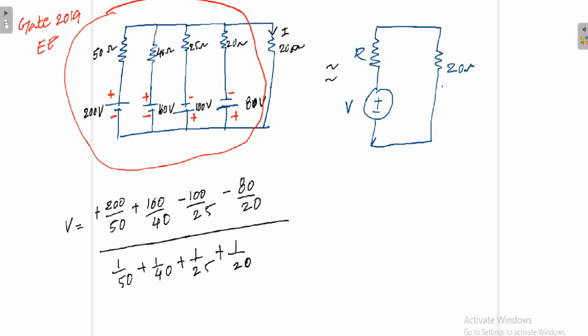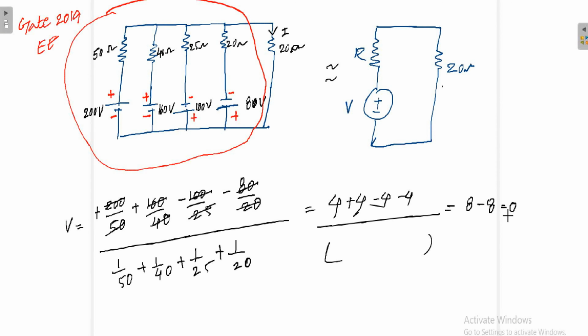So 200 by 50 is 4, 160 by 40 is 4, 100 by 25 is 4, and 80 by 20 is 4. You will get some value, but in the numerator we got 4 plus 4 is 8, 8 minus 4 is 4, 4 minus 4 is 0. So the numerator is 0, and there is no need to find the denominator value. So the V value is 0.